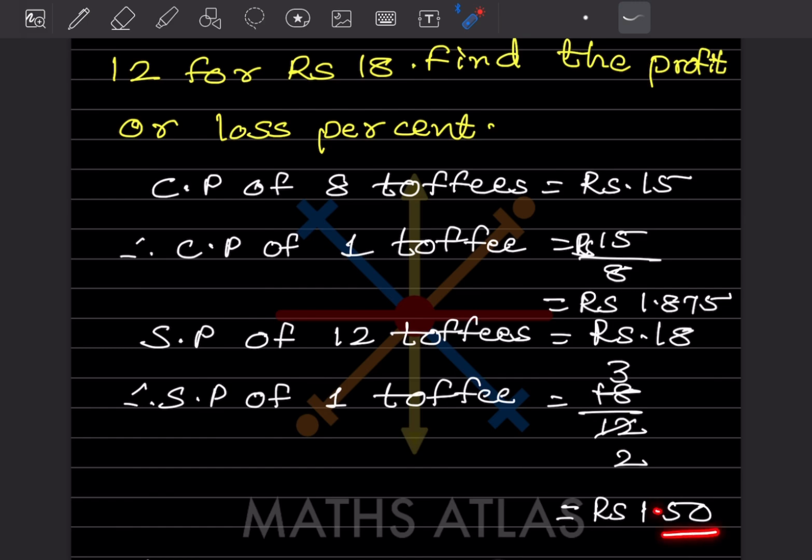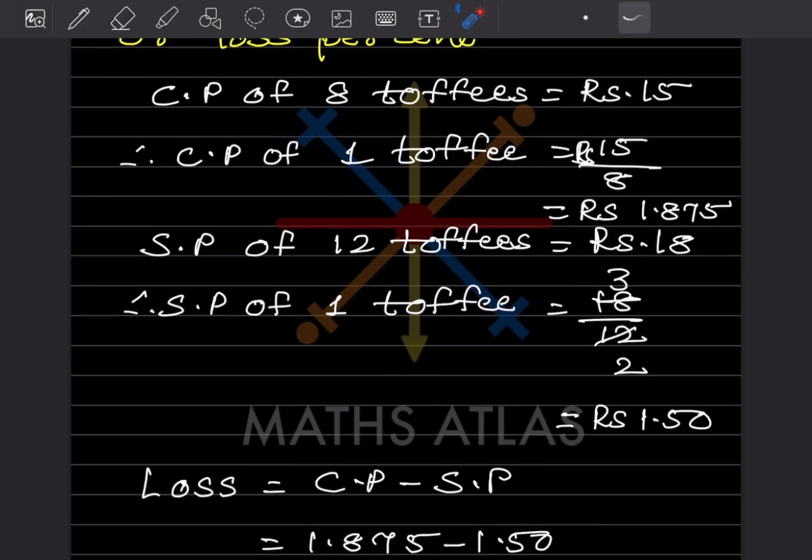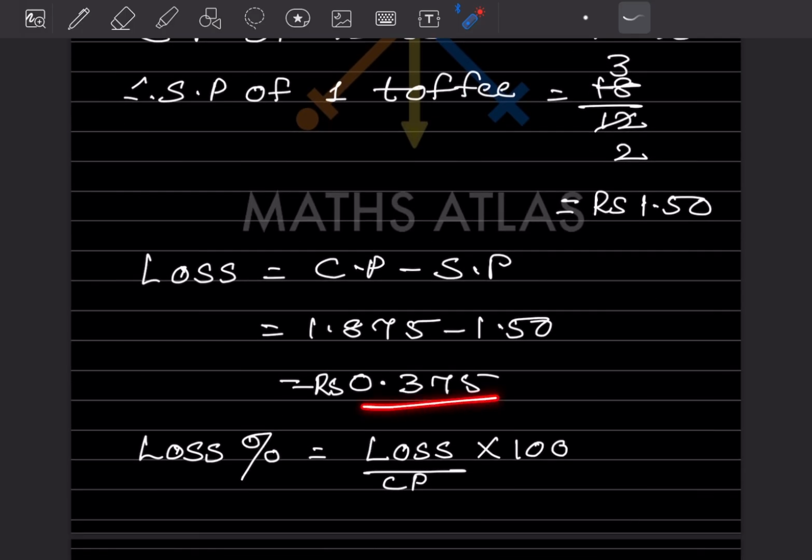That will be 1.50. So now we can see this is 1.85 and this is 1.50. So there is a loss, so we have to use the formula for the loss. Loss is cost price minus selling price. So cost price is 1.875 minus 1.50, which will be 0.375.